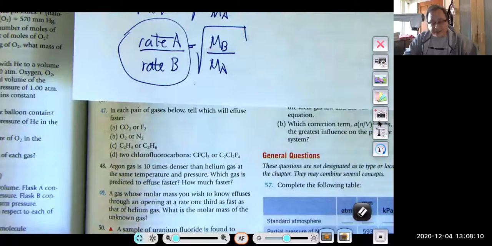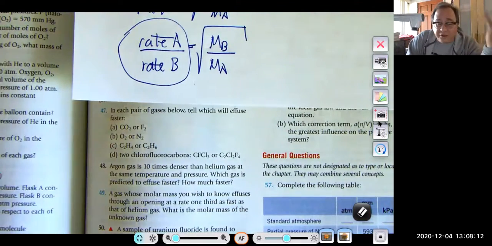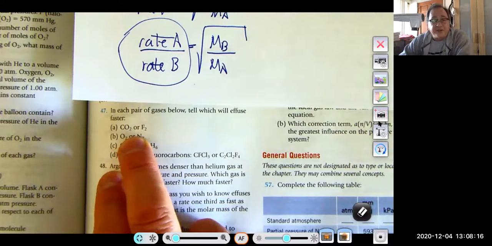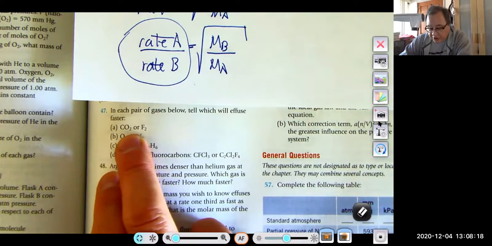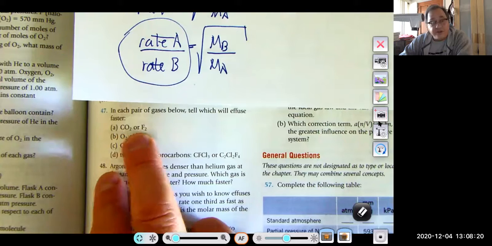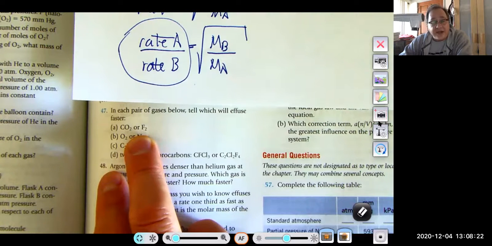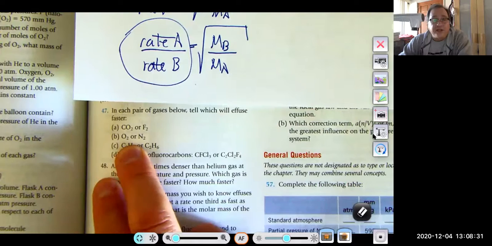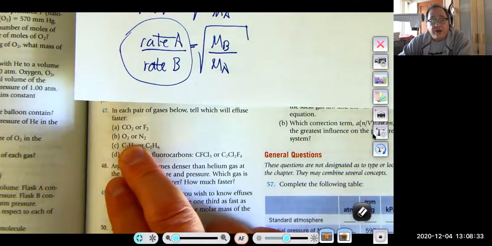So the idea here is that smaller molecules diffuse faster. So what's going to diffuse faster, CO2 or F2? Well, CO2 is 44, F2 is 38. So who's going to effuse faster? F2, because it's smaller. So who's going to effuse faster, O2 or N2? If you think it's O2, pick go slower. If you think it's N2, pick go faster.